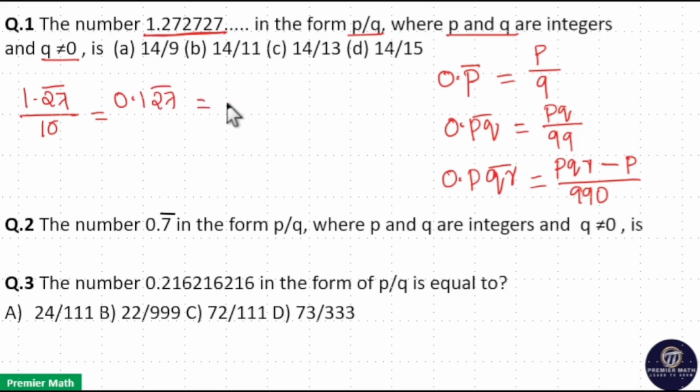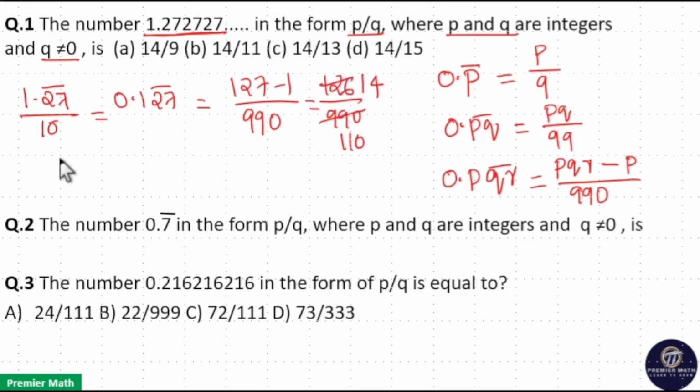Now this is equal to: subtract 1 from 127, and two numbers repeating, put 99, one number not repeating, put 0. So this is equal to 126 by 990. 9 goes 110 times in 990, 9 goes 1 time in 12, 4 times in 36. So 14 by 110. Now 1.27 bar by 10 is equal to 14 by 110. Then 1.27 bar is equal to 14 by 11. So option B is your answer.